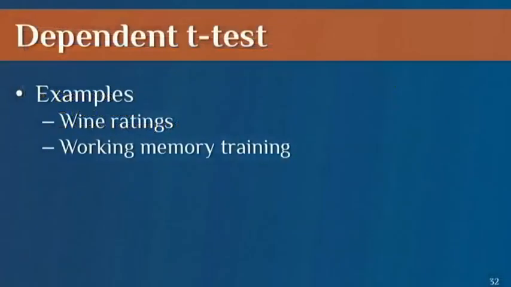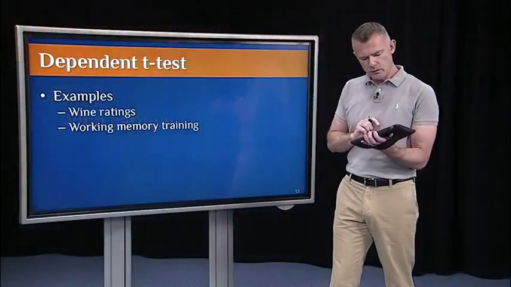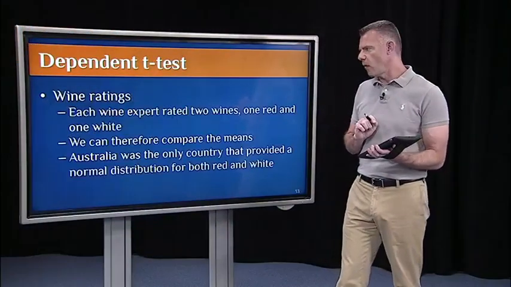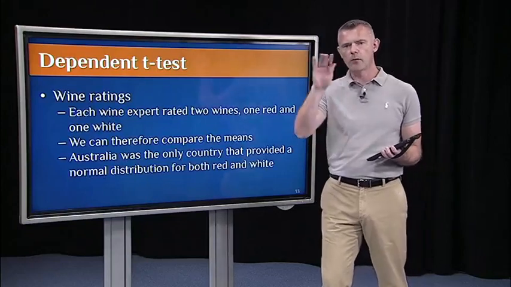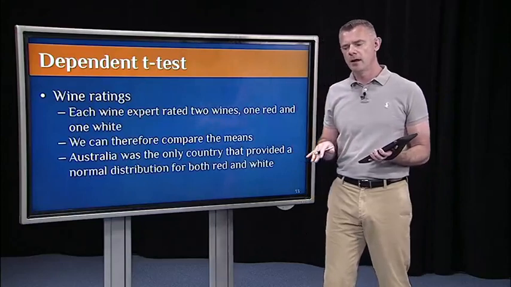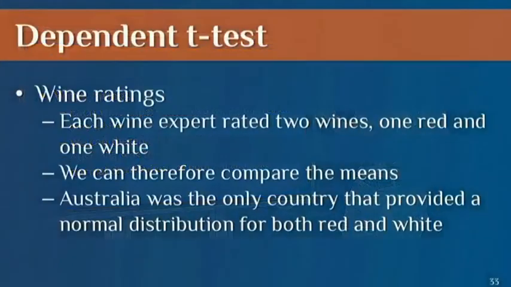So to illustrate the dependent t-test, I'm going to walk you through two examples that we've used already in the course. First, wine ratings, and then the working memory training experiment. So let's look back at the wine ratings. If you remember, we had wine experts from 4 different countries, right? And each wine expert rated 2 wines, 1 red, 1 white.